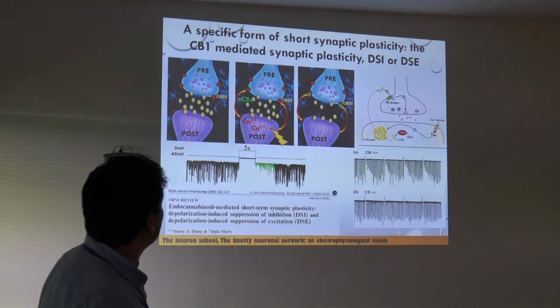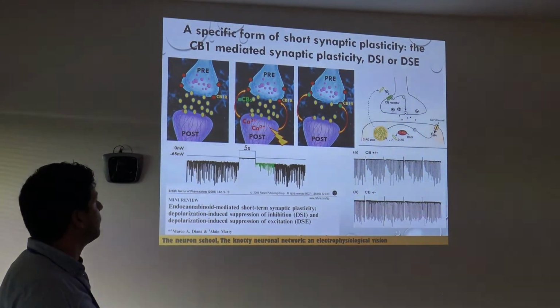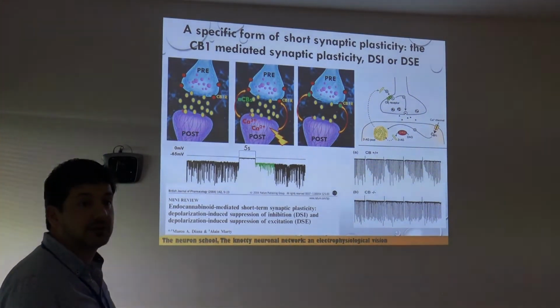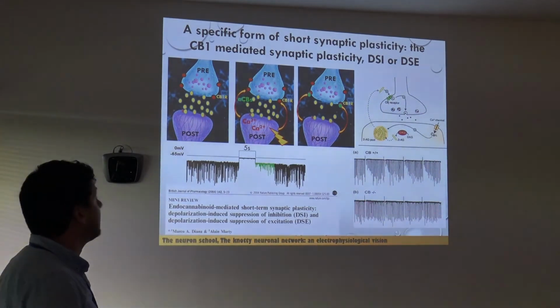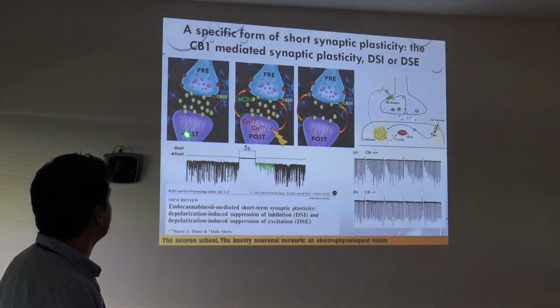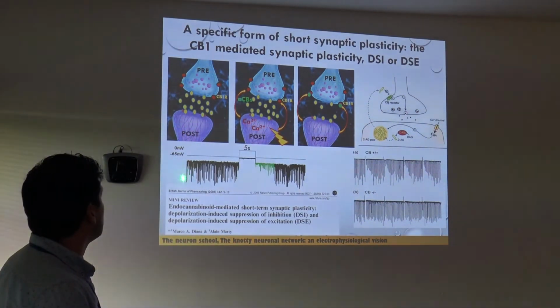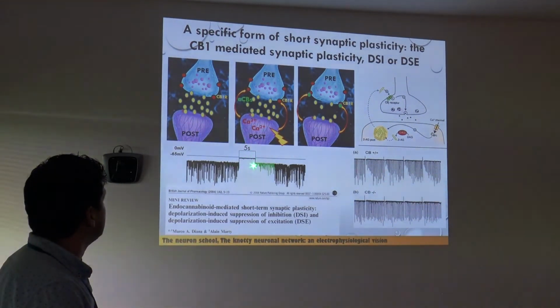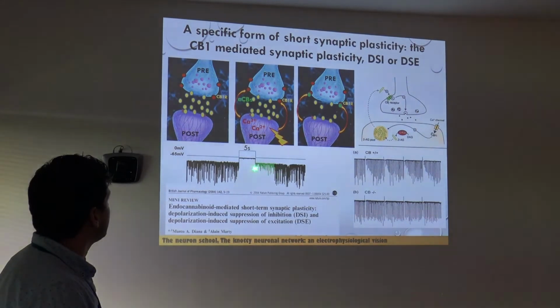There is another form of short-term plasticity, a form mediated by the activation of CB1 receptor in the presynaptic terminals. Okay? How can you do it? We have to depolarize the postsynaptic terminal for 5 seconds, and we record, for example, the spontaneous current activity. We depolarize the postsynaptic terminal for 5 seconds, and after we come back to the normal membrane potential, we see a decrease in amplitude and frequency of the currents.